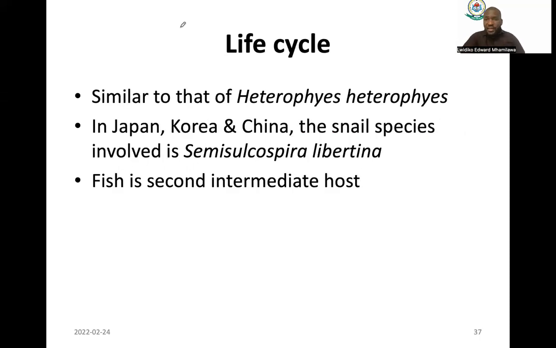The life cycle is similar to the one of Heterophyes in terms of it going through fish. And the snail species that are involved are Semisulcospira libertina, which is different, while the other one was Pirenella, and fish is the second intermediate host.